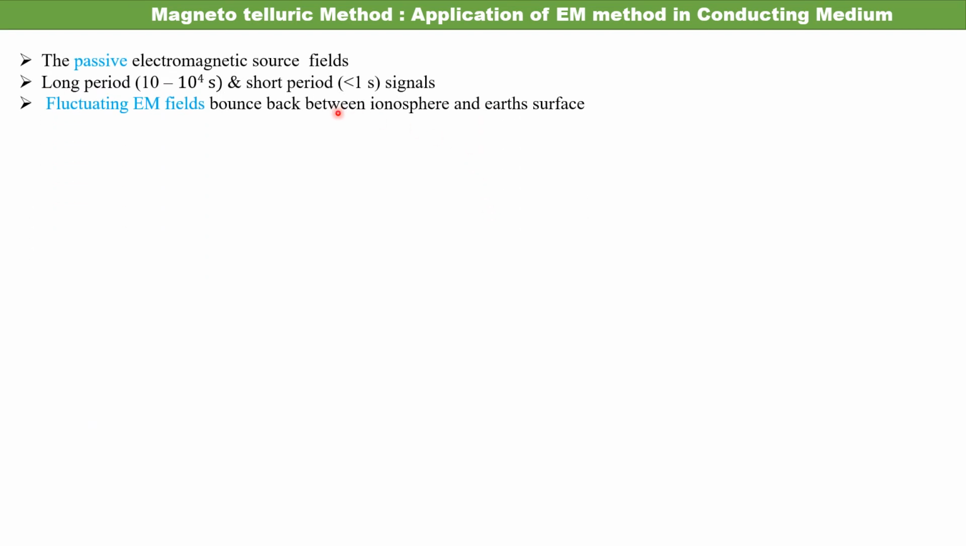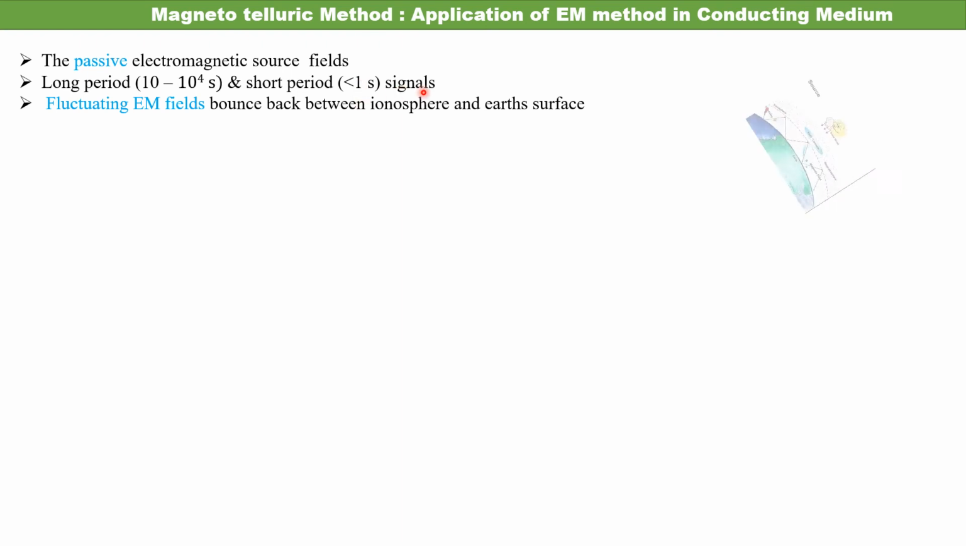Now I will show you another, more sophisticated method. That is the magnetotelluric method. It is also one of the applications of electromagnetic methods in a conducting medium. This is a passive electromagnetic source field. We are not giving any external active source. There will be long period and short period signals, from 10 to the power 4 seconds, and also less than 1 second.